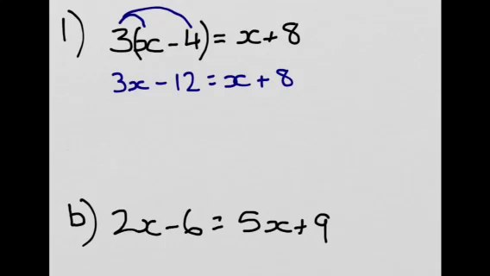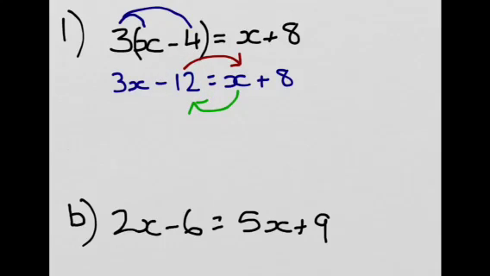So what I need to do now is move the x's to the left and the numbers to the right by performing the opposite process. So if it's plus x on the right hand side, I would have to subtract x from both sides to get rid of that. And for the minus 12 on the left hand side, I would have to add 12 to both sides for that to disappear.